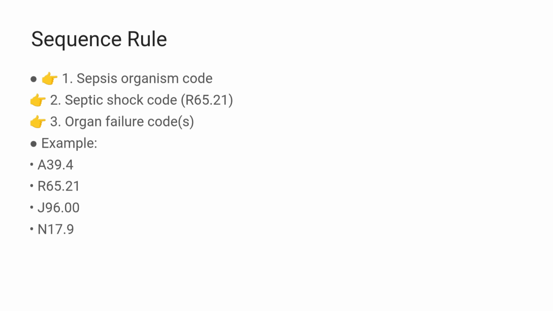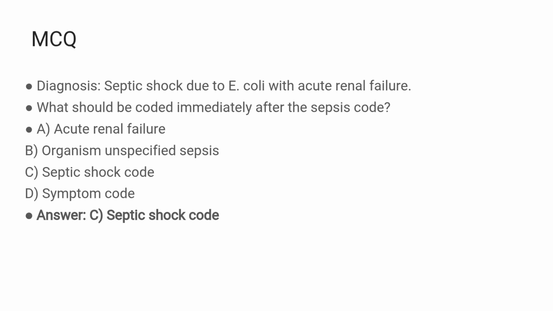Now focus on the sequencing carefully. The sepsis organism code should always come first. After that, assign septic shock code R65.21. Then assign all acute organ failure codes separately. If multiple organs fail, all organ failure codes should be assigned. In septic shock coding, after assigning the organism sepsis code, the next code should be septic shock code R65.21. Only after that do we assign organ failure codes. So the correct answer is C.